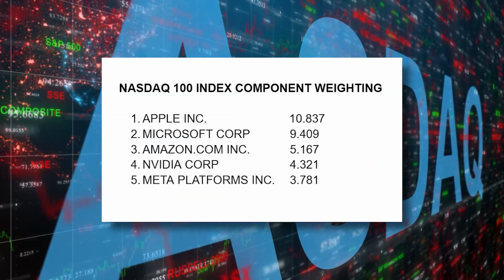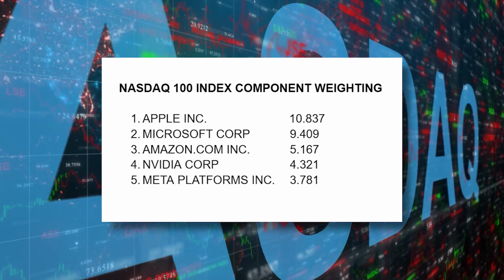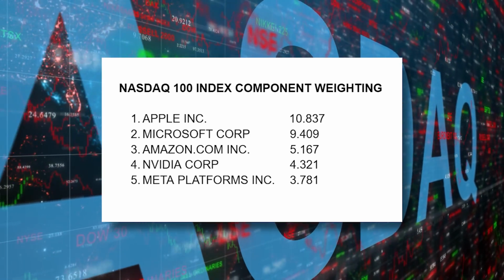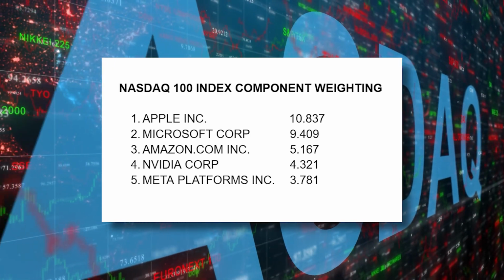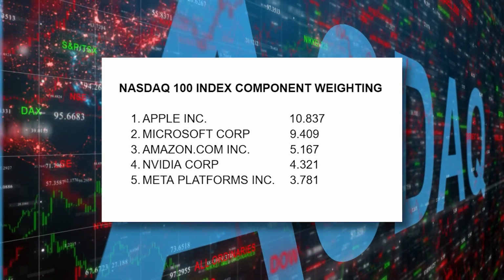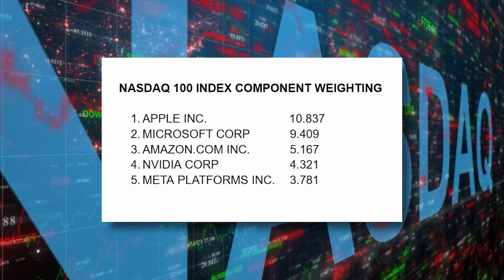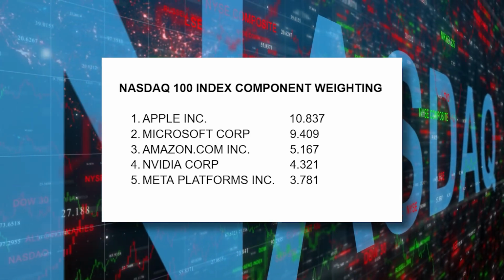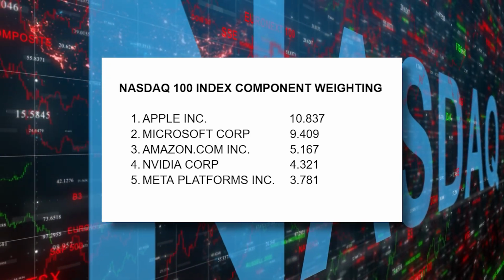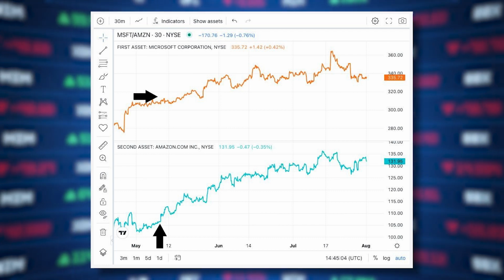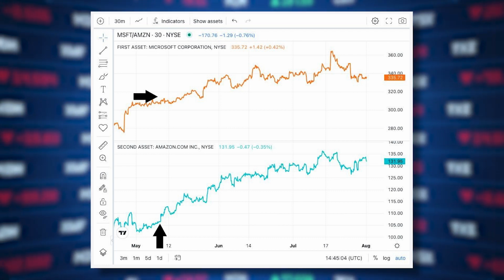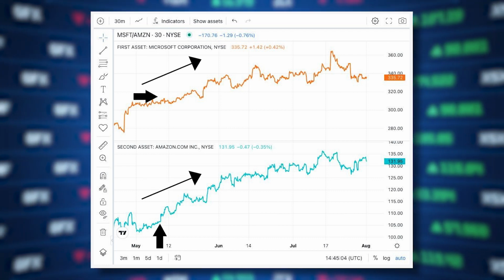You can see here that Microsoft has the second highest weighting in the index at 9.409, while Amazon.com holds the third highest weighting at 5.167. This tells us that these 2 stock prices are probably highly correlated with each other, and if you look at the charts of both stocks, you can see that they generally move in the same direction.